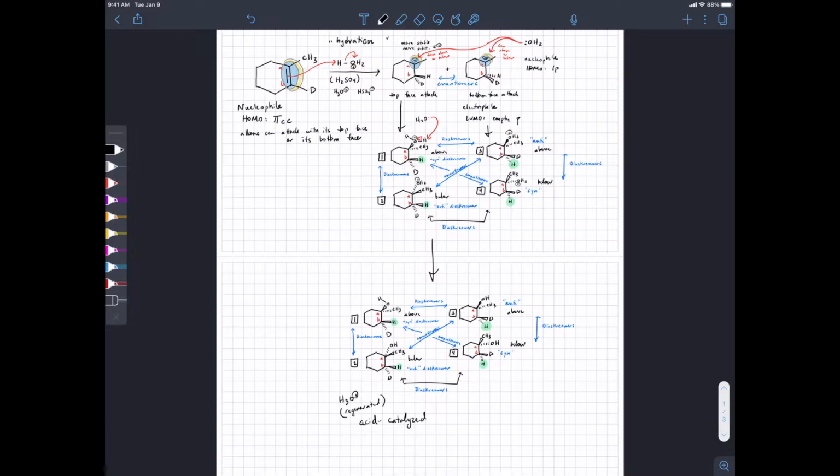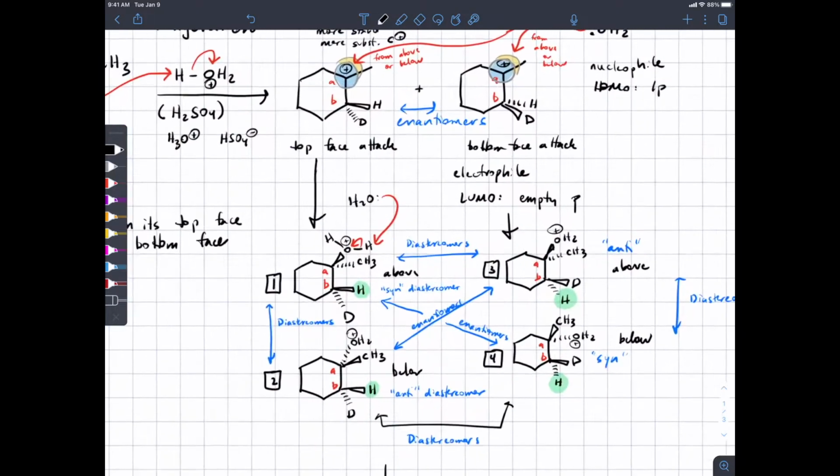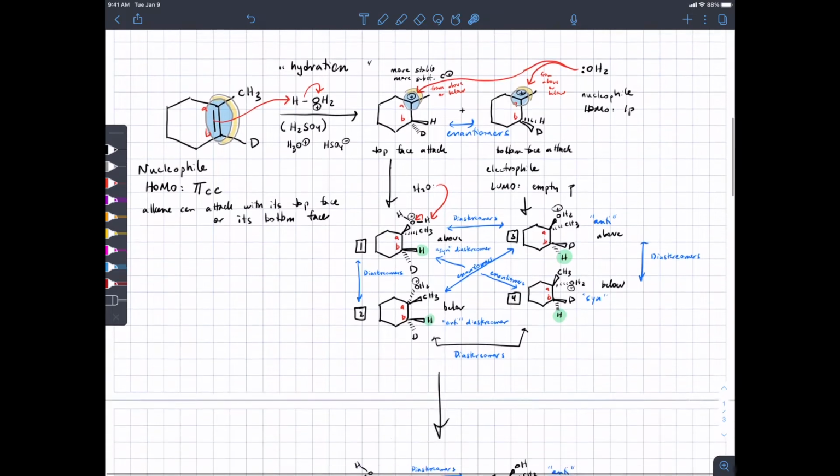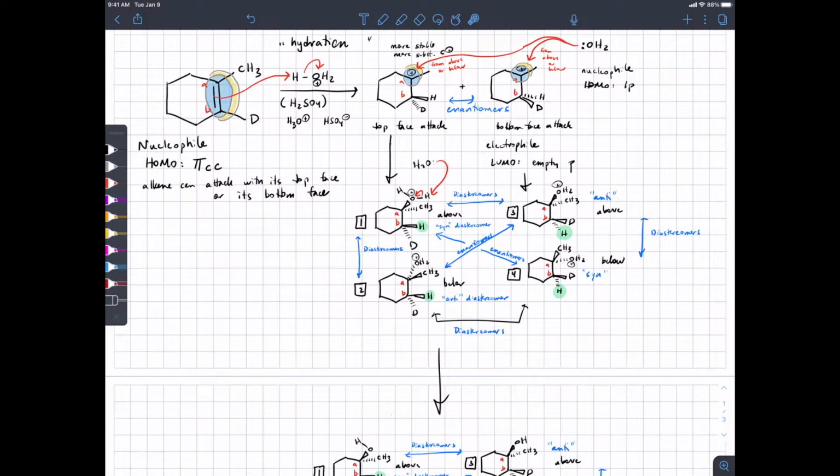Okay, but all the same stereochemical issues apply, the same regioselectivity issues apply. We get the carbocation on the more substituted carbon where it's more stable, and then water, the nucleophile, can add from above or below. Okay, alkene to alcohol.